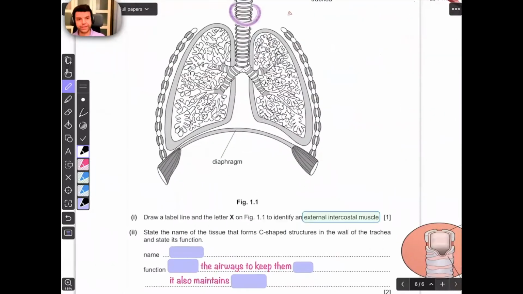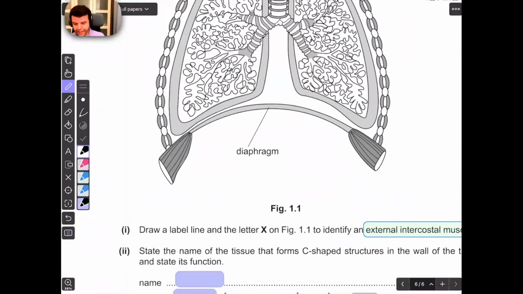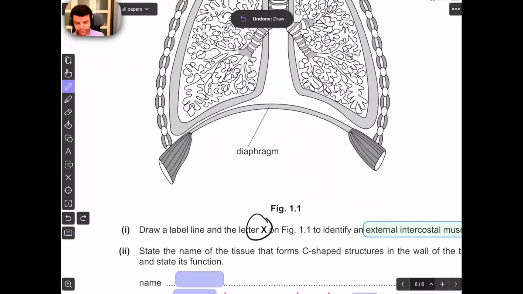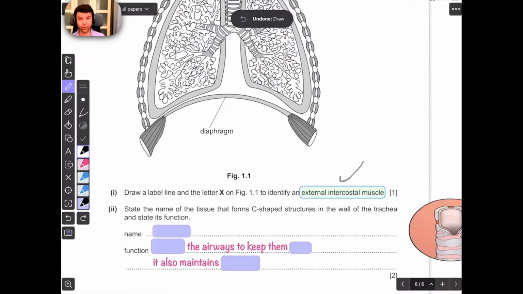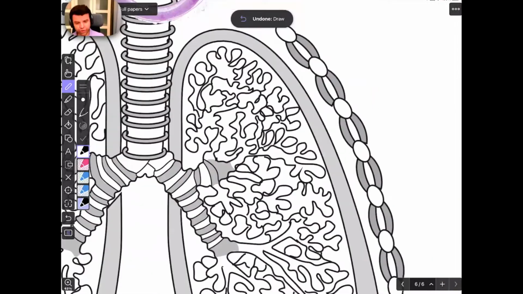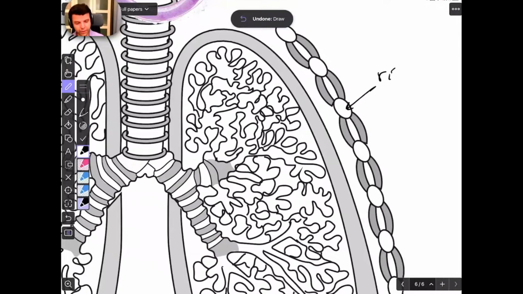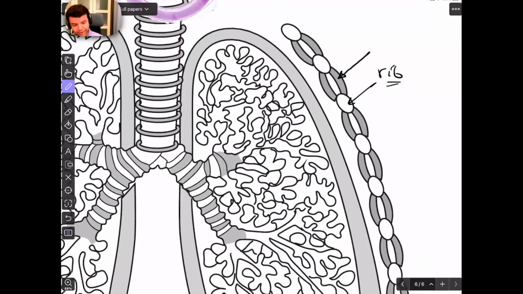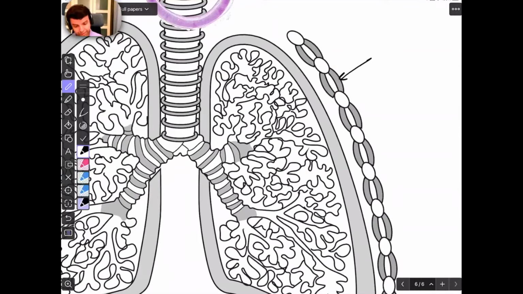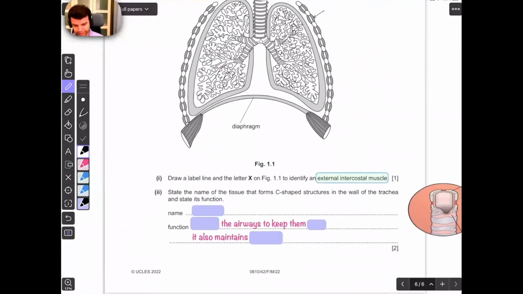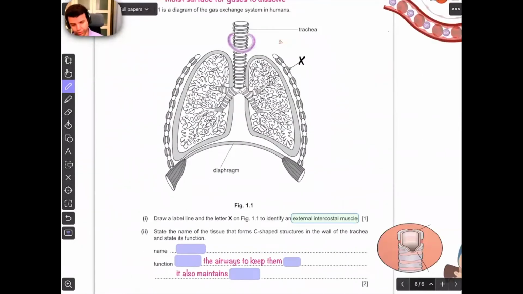All right. Next, they said on the diagram, label with an X the external intercostal muscles. So take a look here. Do you see those white things? Those are the ribs, okay? And in between those ribs we have the intercostal muscles. Obviously, the one on the outside is the external. You either write the name of the muscle, or, since they asked me to write an X, I'm just going to put an X here, okay?